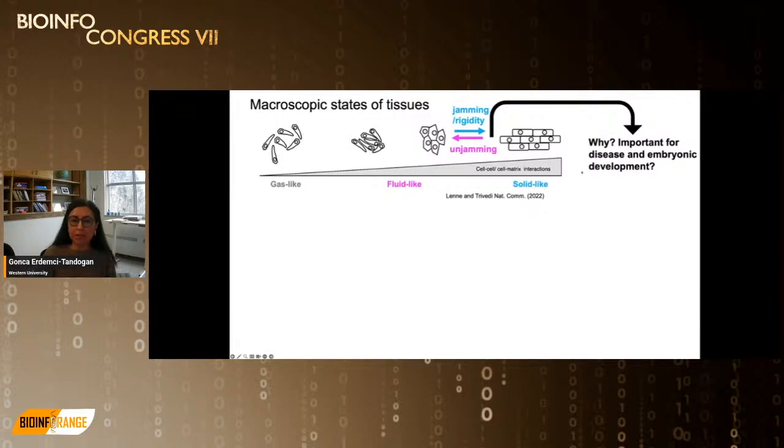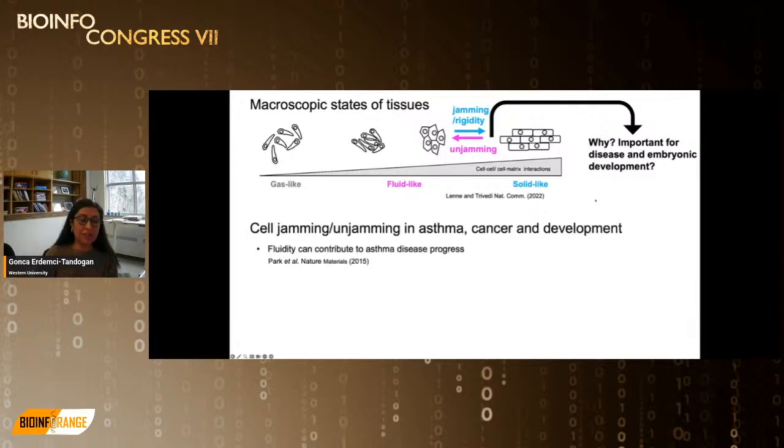Is it something important for disease progression or proper embryonic development, for example? And there have been recent studies suggesting that this could be important. For example, in one study, they studied asthma cell lines, and they show that tissue fluidity might contribute to asthma disease progression. Or in another study, they studied cancer cells, and they show that the correlation between cell shape and tissue fluidity could be a novel way to predict cancer metastasis risk.